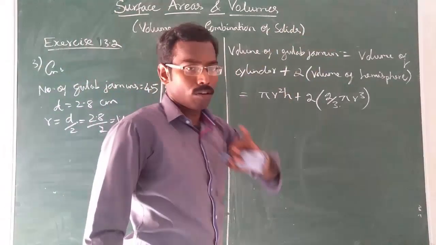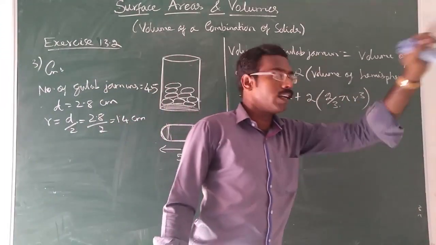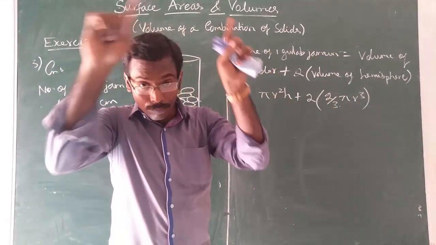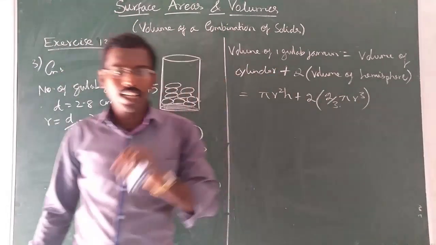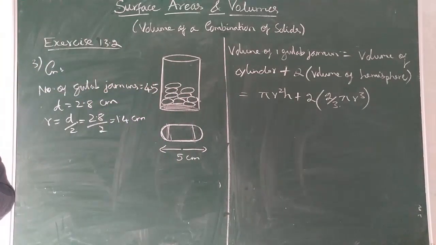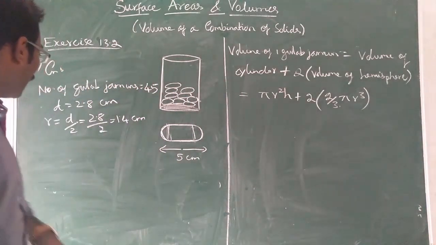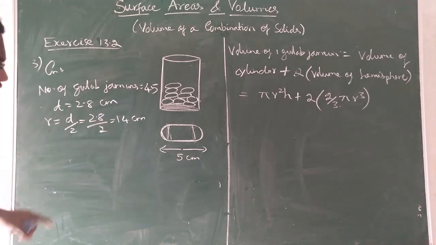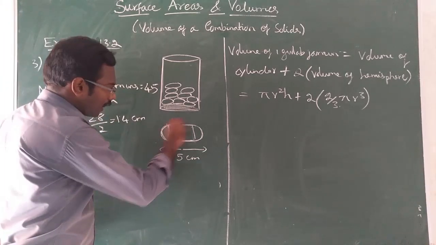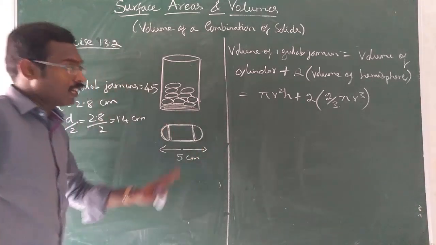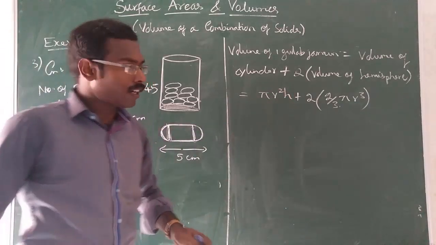Volume of cylinder is equal to pi r square h. Volume of hemisphere is equal to 2 by 3 pi r cube. Write it separately and put it in a box. Understood? Okay, now let's see whether we have everything. We have got the radius. You see, both the hemisphere and the cylinder have the same diameter, so the radius is also the same.